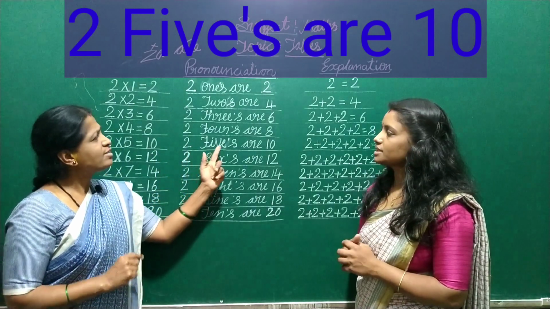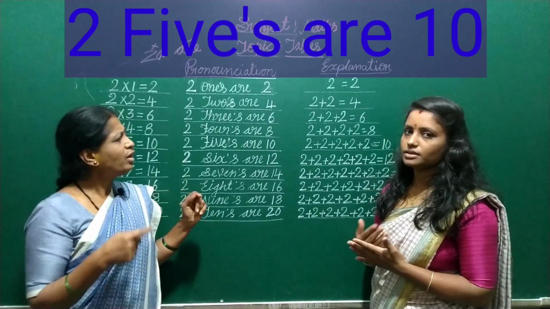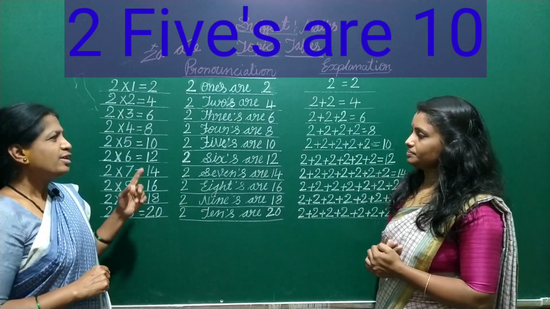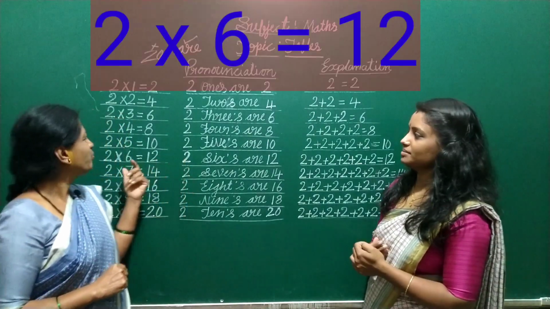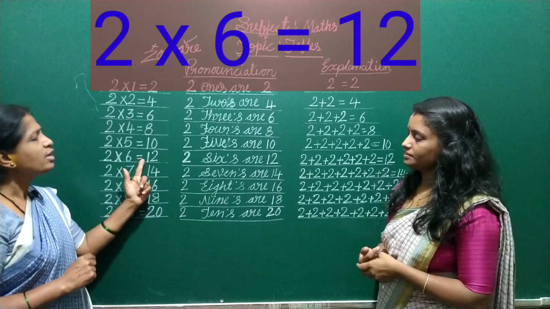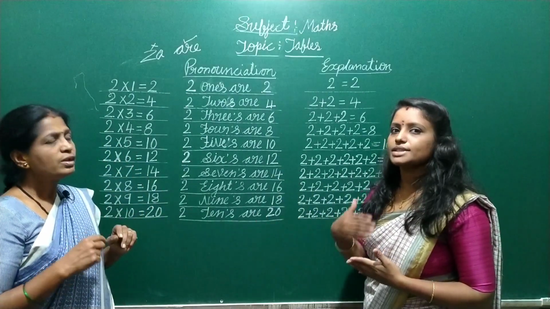2 5's are 10. How to pronounce? 2 5's are 10. It is very easy, no? Yes, ma'am. Now 2 into 6 equals 12.